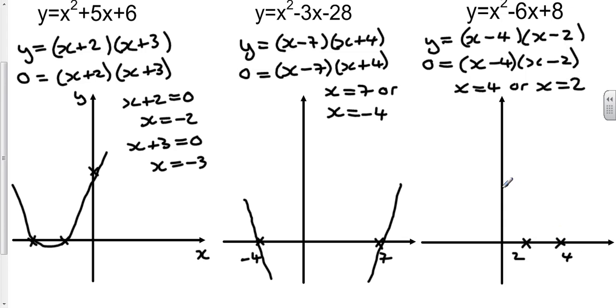and the 8 tells us it's going to go through the y-axis at 8, and therefore, pardon my parabola not being as accurate as I'd like it to be, there we go. We've got a parabola going through the two solutions on the x-axis and the y-intercept on the y-axis.